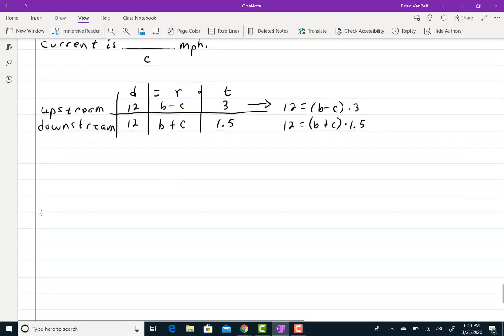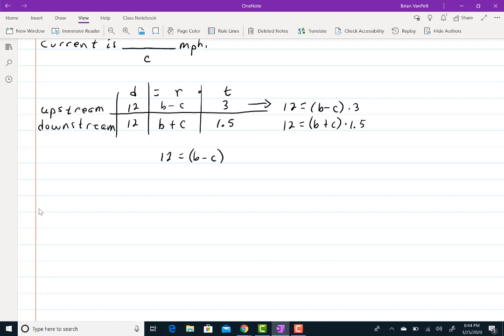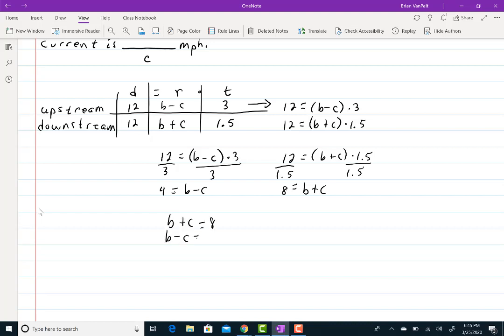I'm going to do like I did before. In the first equation I'm going to divide by 3, so I get 4 equal to B minus C. In the second equation I'm going to divide by 1.5, and I'll get 8 equals B plus C. So my two equations look like this: B plus C equals 8, B minus C equals 4. Add them together, I'll get 2B equals 12. Divide by 2, and then I get B is equal to 6.